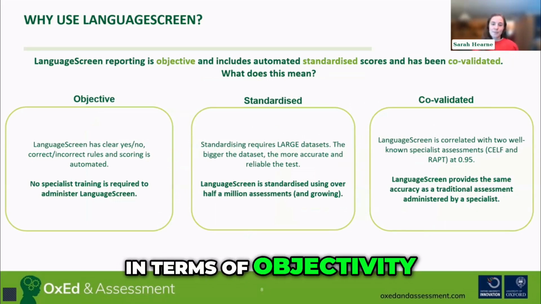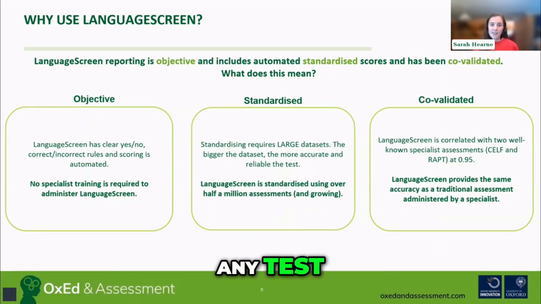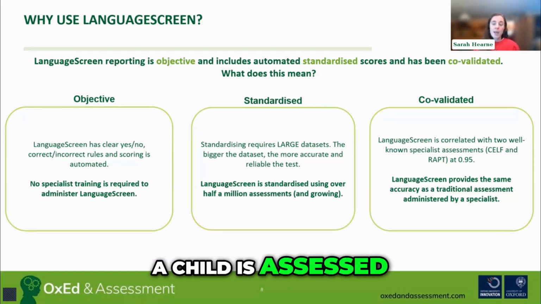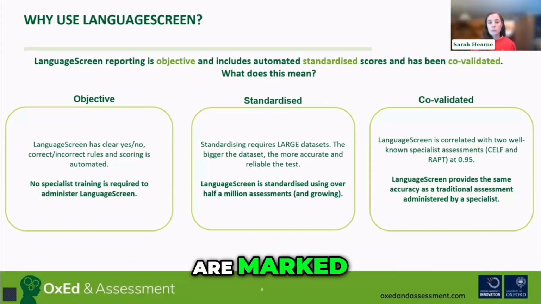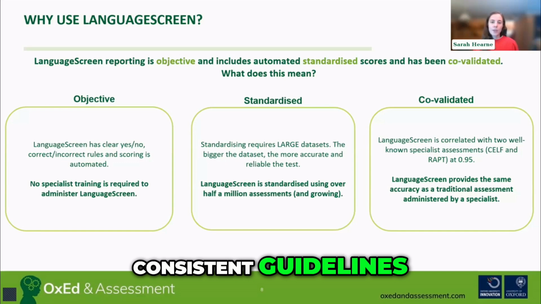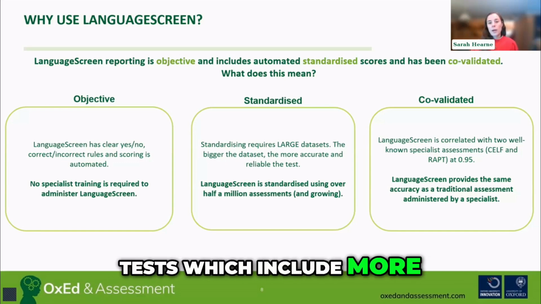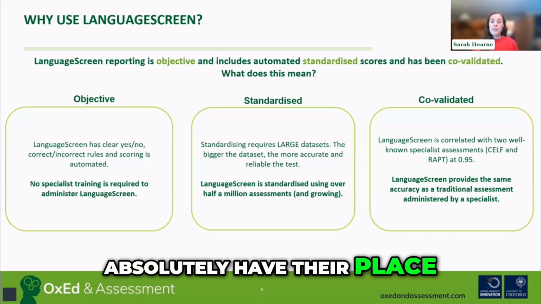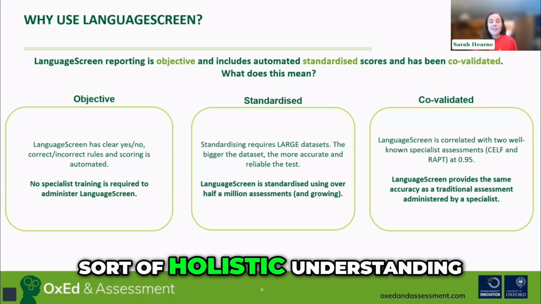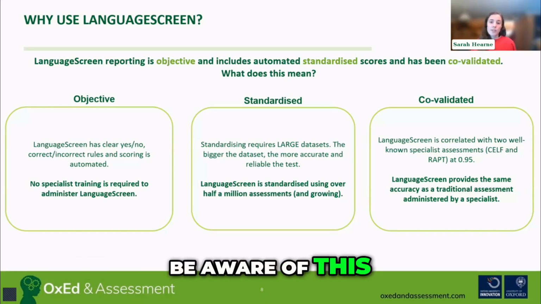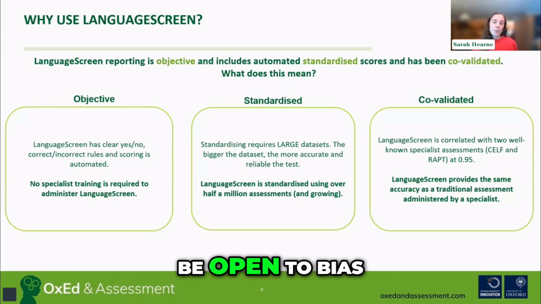So in terms of objectivity, for accurate results of any test, it's really vital that a test is delivered in the same way and scored in the same way each time a child is assessed. And also that responses are marked either correct or incorrect using consistent guidelines. Now, tests which include more observational, subjective components absolutely have their place, and they can provide really useful holistic understanding of a child's abilities. But they can, and it's good to be aware of this, obviously, that they can also be open to bias.